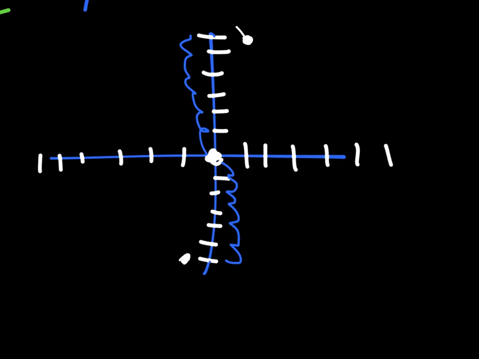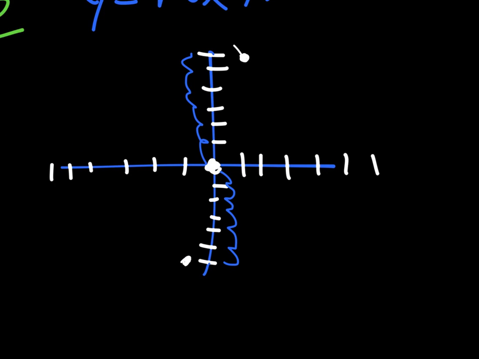Go in the opposite direction, the same thing. 1, 2, 3, 4, 5, 6. We're here, and go over 1. Put our dot, and bam, there we go. Let me draw a straight line to show you what it looks like. There we go. That is our straight line.